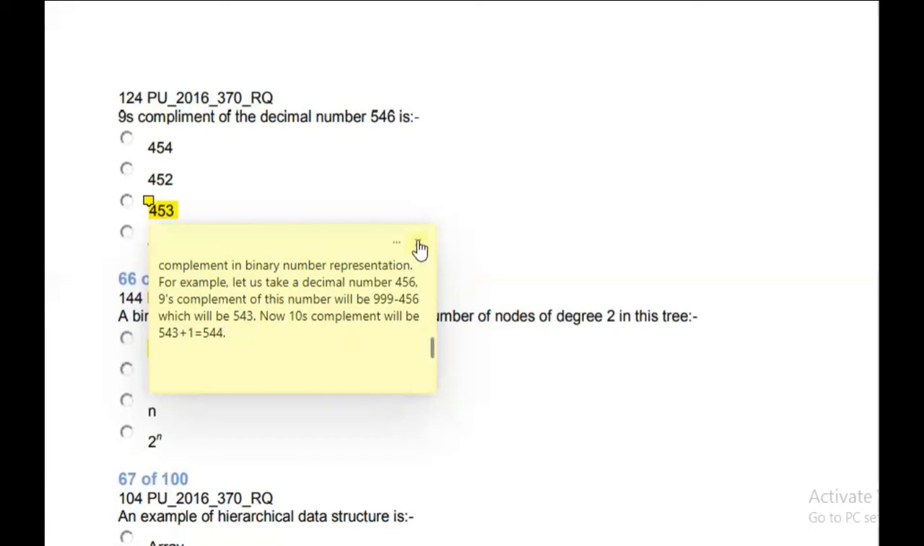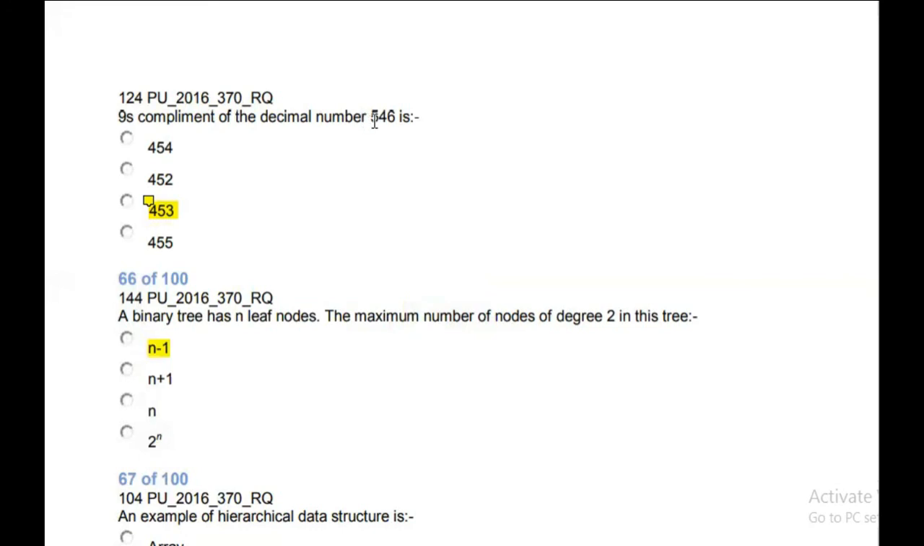So in this manner, we can find the nines complement of the decimal number 546. So subtract 546 from 999. 9 minus 6 is 3, 9 minus 4 is 5, and 9 minus 5 is 4. So option C is correct.